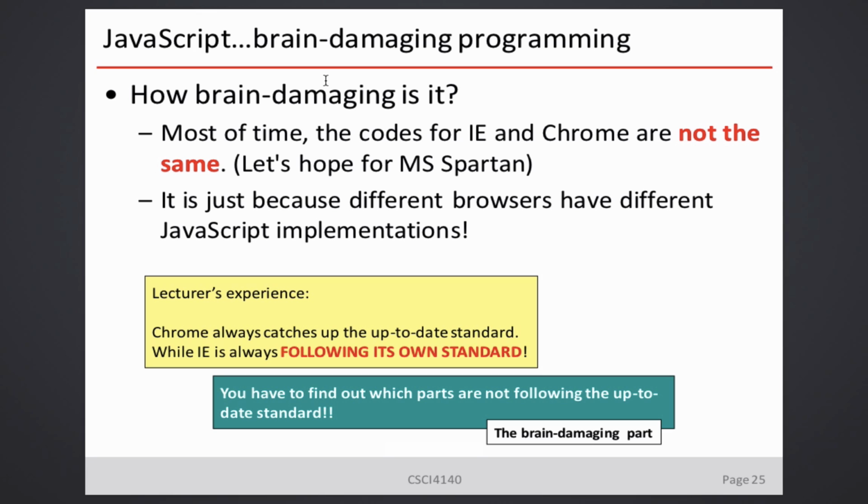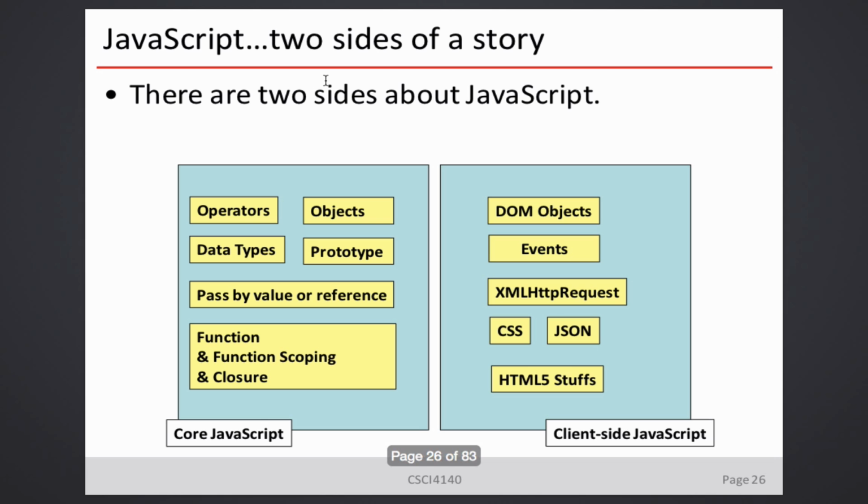So I hope that we don't need to remember all the brain-damaging things. I encountered a lot. That's why libraries like jQuery appeared. One of your students already mentioned to me, why do we need jQuery? Because of IE. We want to write platform-compatible code.